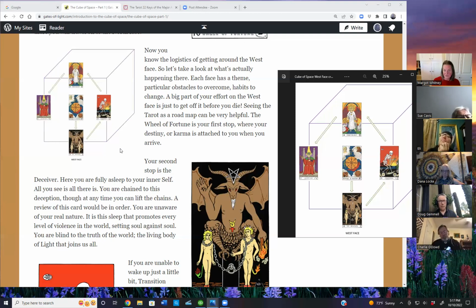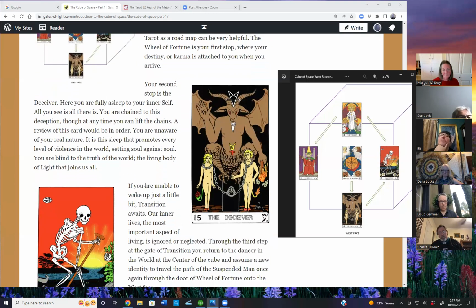The Wheel of Fortune is your first stop, where your destiny or karma is attached to you when you arrive. It's like the soul is set. You have things that you've brought with you, and now how you work on them is set in your soul. Your second stop is the Deceiver. Here you are fully asleep to your inner self. All you see is all there is. Now you understand why this is your first stop. You are chained to this deception, though at any time you can lift the chains.